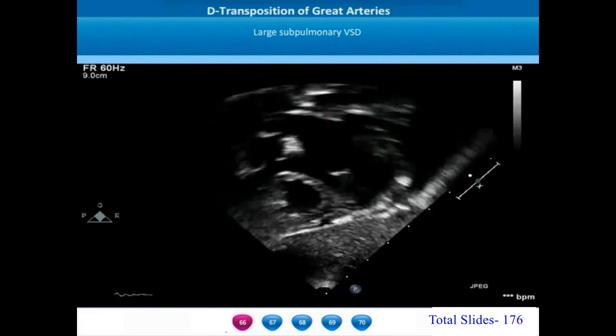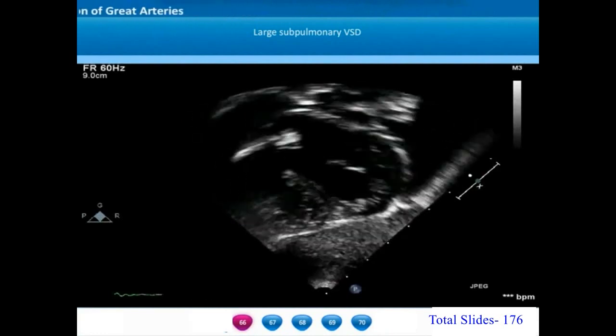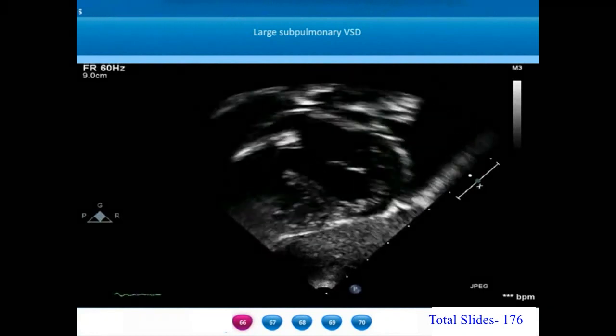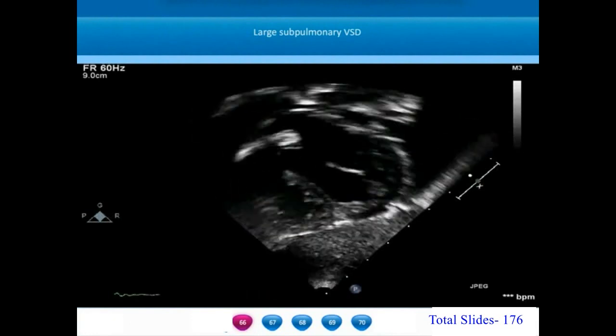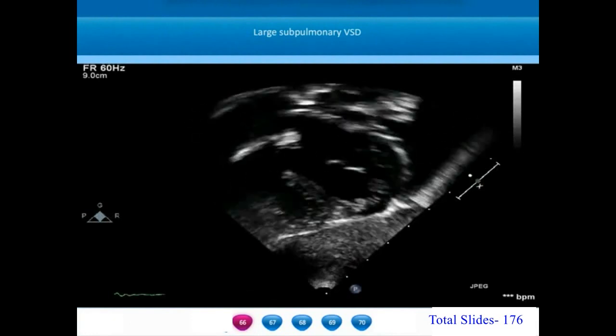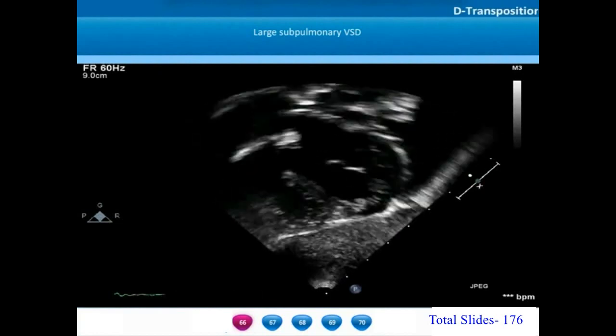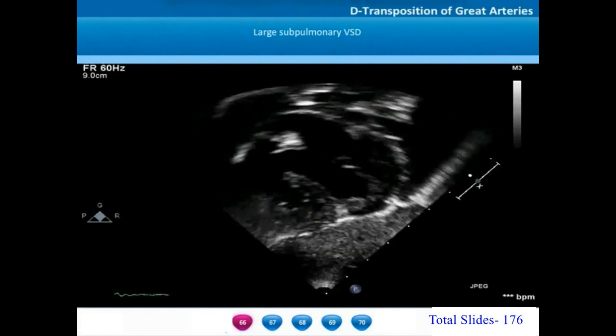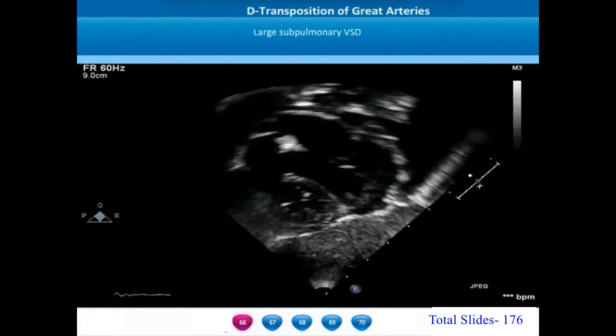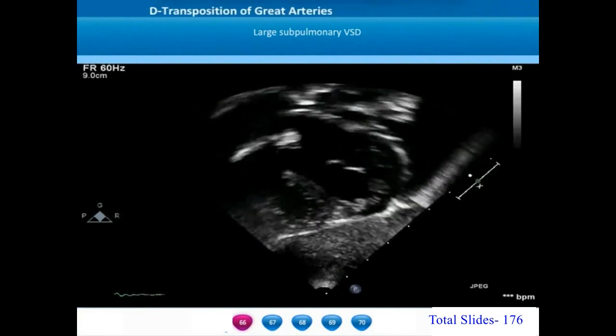The pulmonary override can also be appreciated from subxiphoid short axis views. In this example of a large subpulmonary ventricular septal defect, there is a 50% override of the pulmonary annulus towards the right ventricle. However, there is a very clear pulmonary mitral fibrous continuity.